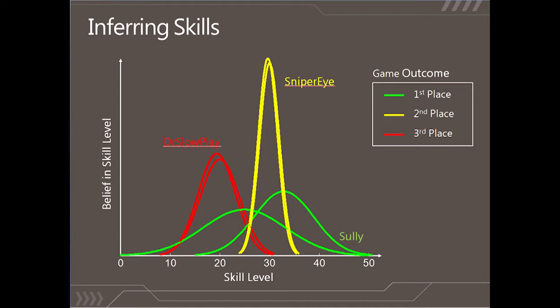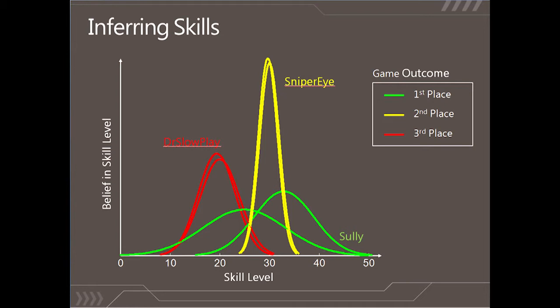Slow Play's played a few more, so we're pretty sure he's about a 19 or 20. And Sniper AI has played a ton. And so we're really, really certain that he's about a level 30. And so as you play more and more, these curves get tighter and tighter until you're pretty sure what that is. And with TrueSkill, they actually got it to where I think it's less than 20 games, and they're like 95 to 99% confident that this is what your real skill is. And they want to know that because they want to match you up against people that are in that same skill.